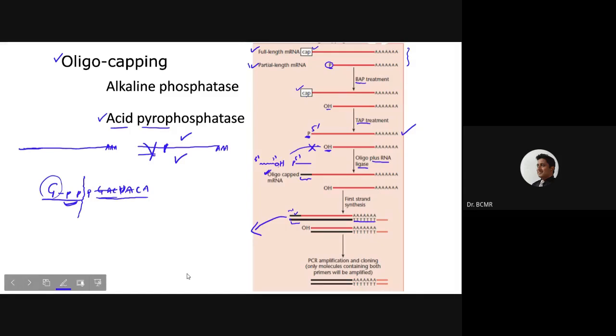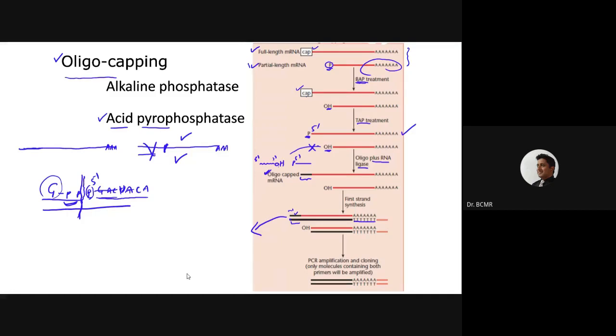Before that, I will summarize this once again. The objective of this oligo capping method is to get rid of all the broken mRNAs. We don't want these. So the treatment goes with alkaline phosphatase to remove the phosphate group because only the broken one has a 5 prime phosphate. The full length ones will have a G cap. Then we treat it with acid pyrophosphatase to remove the G cap, such as shown in here. So this part will be removed. So the mRNA will be left with a 5 prime phosphate.